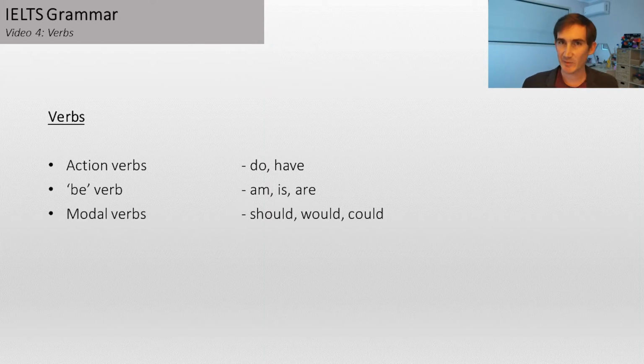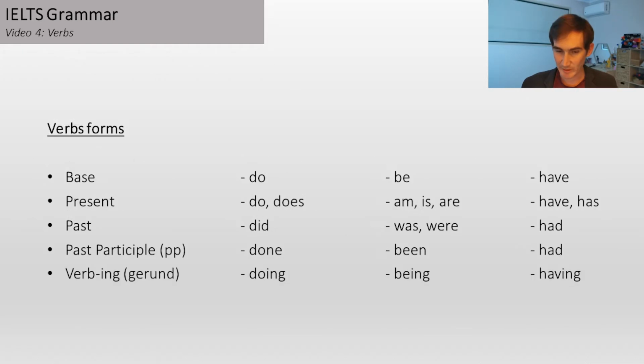There are action verbs, which are like normal verbs. There's the be verb, and then there are modal verbs. Action verbs are verbs like do or have, as you can see here, am, is, are for the be verb. Modal verbs are verbs like should, would, or could.